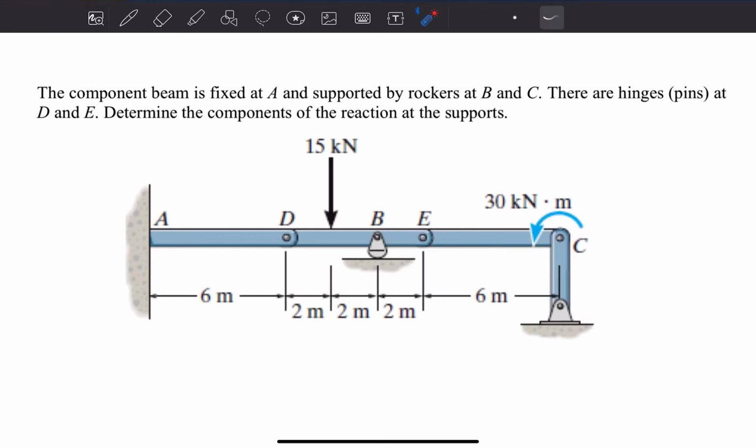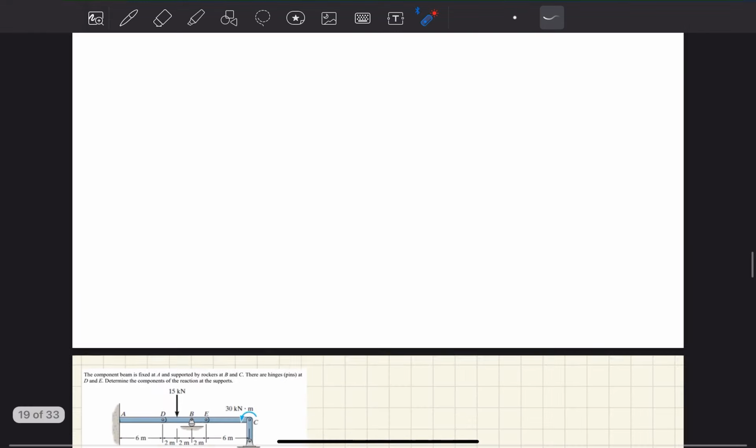Welcome to the 10th example in review of statics. The question reads: the component beam is fixed at point A and supported by rockers at points B and C. There are hinges or pins at points D and E. Determine the components of the reaction at these supports.